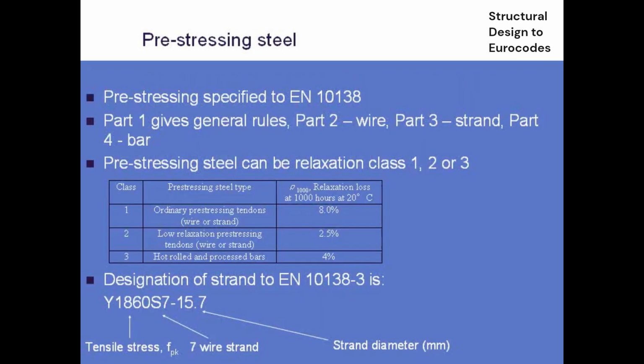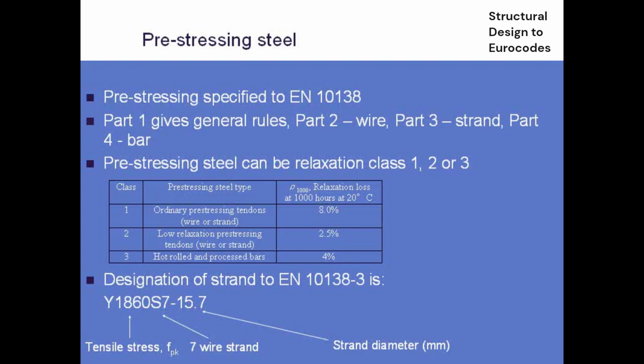Pre-stressing in the Eurocodes is specified to EN 10138, which is not yet published due to various arguments across Europe. So at the moment, for specifying pre-stressing steel, we carry on specifying to the existing BS, whose number I can't recall. But basically the existing BS and the EN are pretty much aligned anyway, so there's no real significant differences.